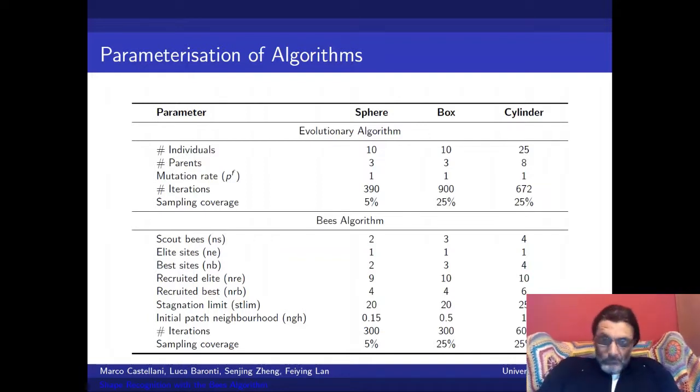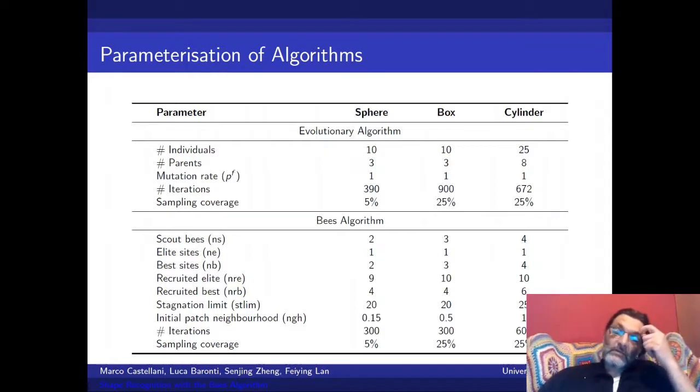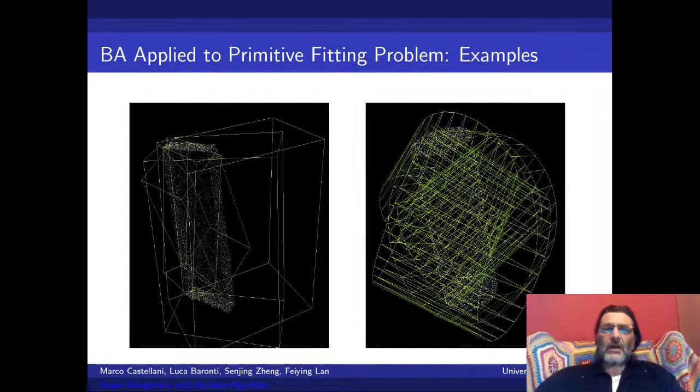Now, we compared the performance of the Bees algorithm to RANSAC and an evolutionary algorithm. In the case of the evolutionary algorithm, we parameterized it in order to give it exactly the same sampling opportunities as the Bees algorithm. So in one run, the evolutionary algorithm performs exactly the same number of function evaluations, so it tests the same number of candidate solutions as the Bees algorithm.